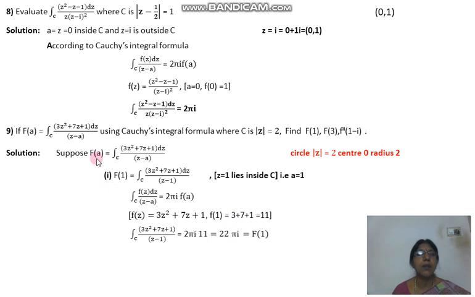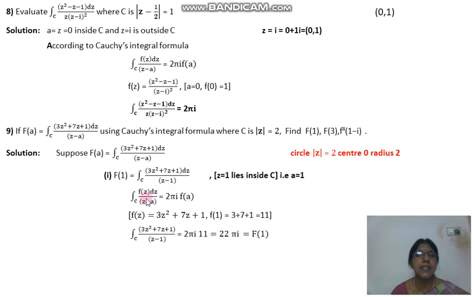What is the given one? We have given capital F of a like this. The first question is F of 1. That means in place of a you put 1 on both sides in the given data. A is equal to 1. F of 1 on the LHS is the value we need. So substitute a is equal to 1 in the RHS. What is the formula? Integral f of z by z minus a dz.